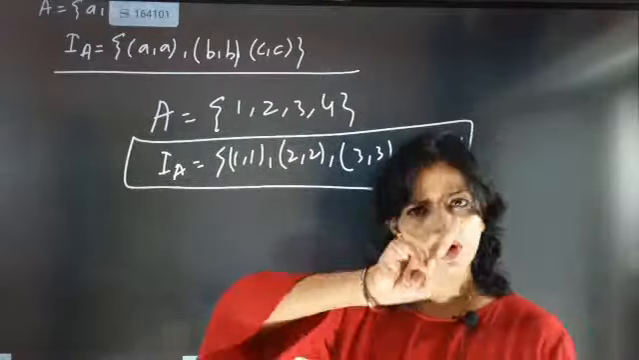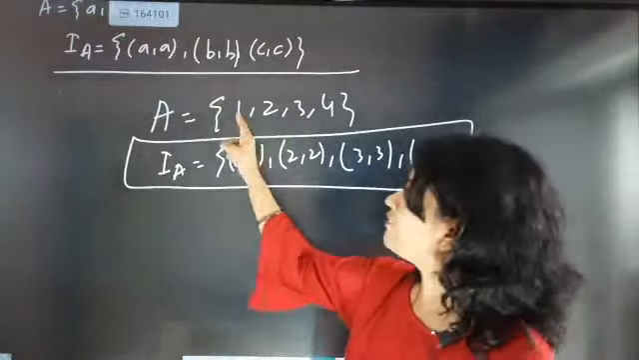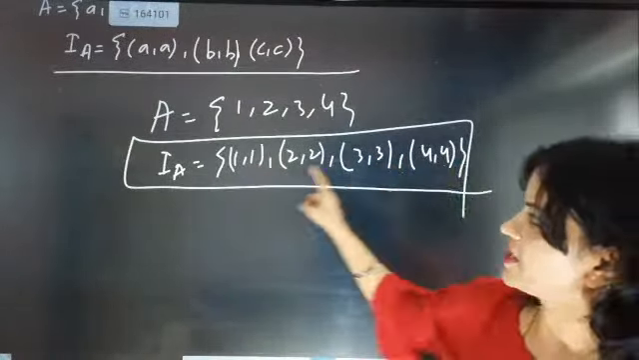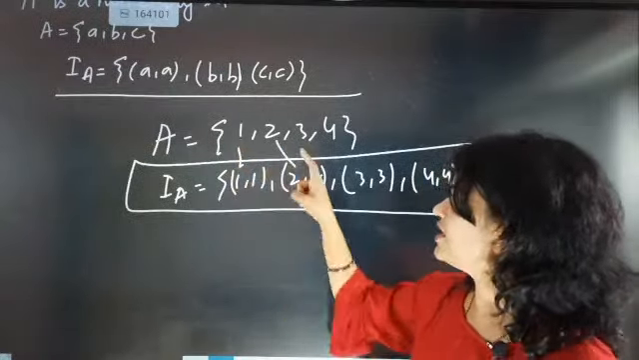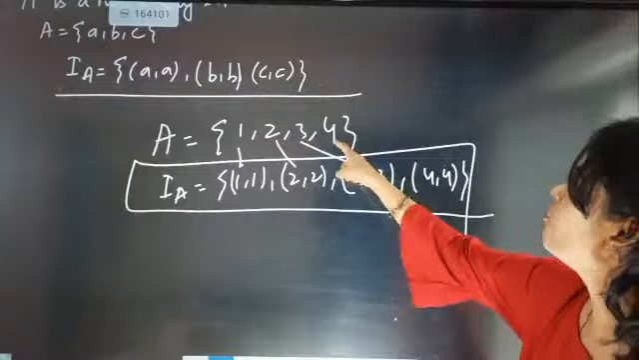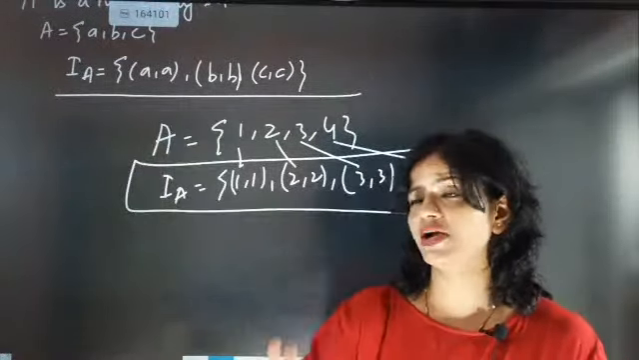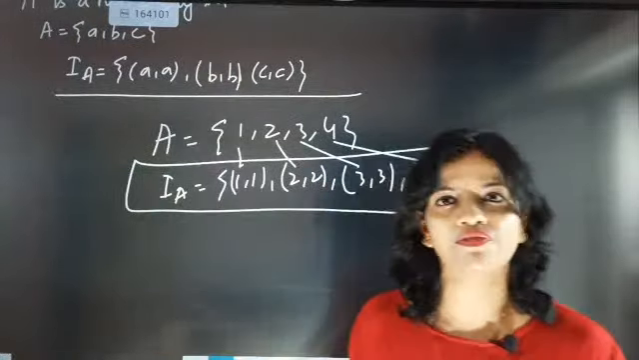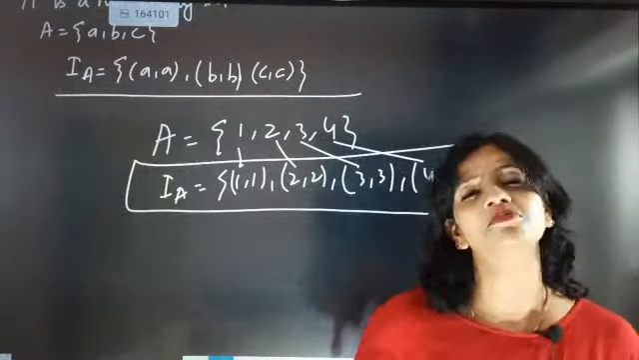Why? Because whatever element is present in A, its identity pair is present here. Like 1 is present, then (1,1); 2 is present, then (2,2); 3 is present, then (3,3); 4 is present, then (4,4). A was having 4 elements, and all these pairs represent identity of A. These are all relations, but this relation is strictly following me and myself.